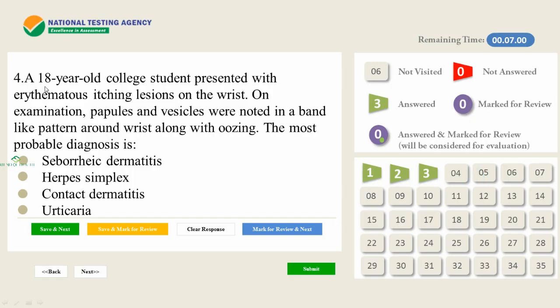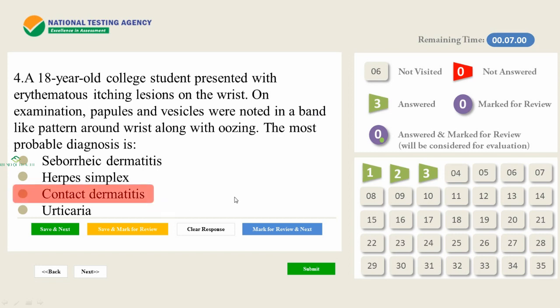Fourth question: an 18-year-old college student presented with erythematous itching lesions on the wrist. On examination, papules and vesicles were noted in a band-like pattern around the wrist along with oozing. The most probable diagnosis is seborrheic dermatitis, herpes simplex, contact dermatitis, or urticaria. We can rule out many things easily, and the clues they have given are an 18-year-old college student and the location, the wrist, and band-like. So some contact is there.